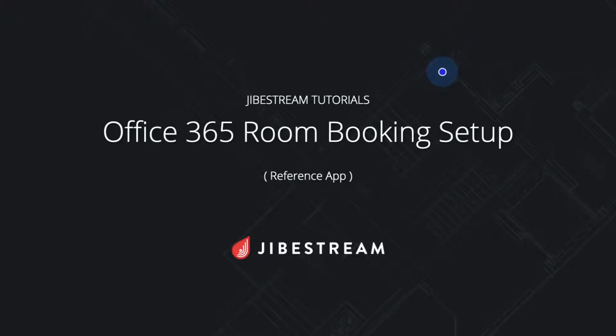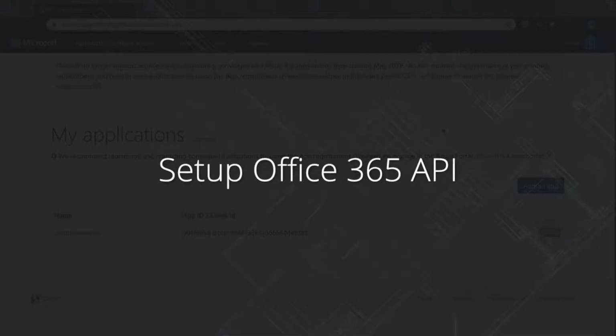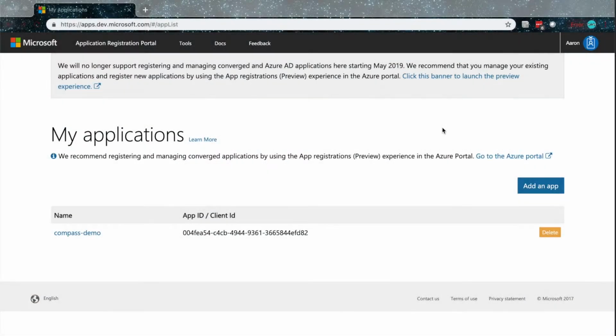Hello and welcome to the tutorial on how to set up Outlook room booking in your reference app. Here you will learn how to set up the Office 365 API to be used with the Outlook plugin, set up the CMS to support Office 365, and use the reference app to test out the Office 365 room booking feature.